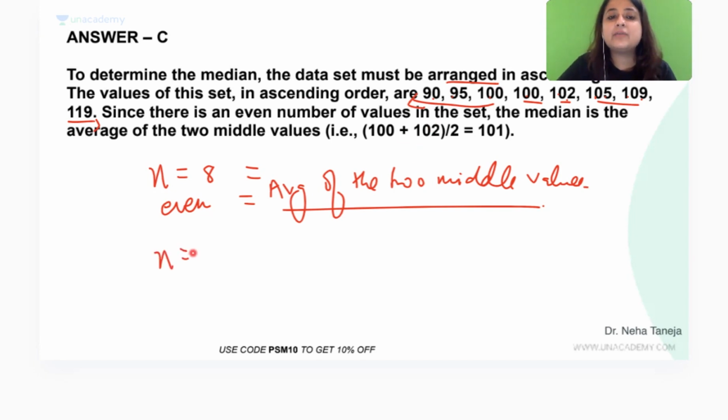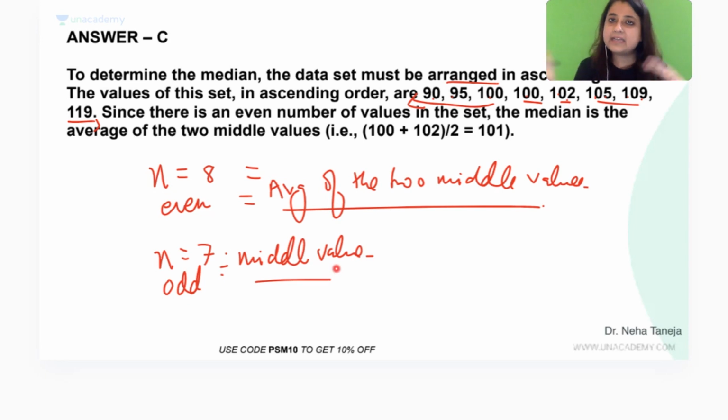If suppose n was equal to 7, in case of odd numbers, it becomes very easy. Simply the middle value, right? Simply the middle value when data is arranged in ascending or descending order.